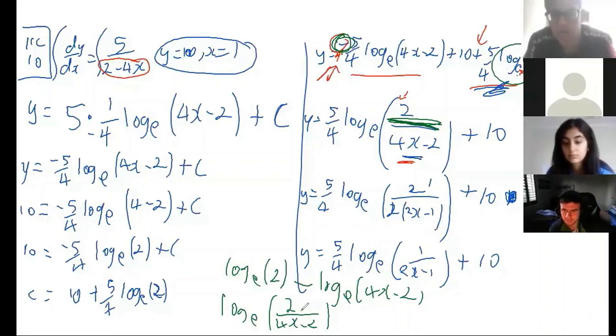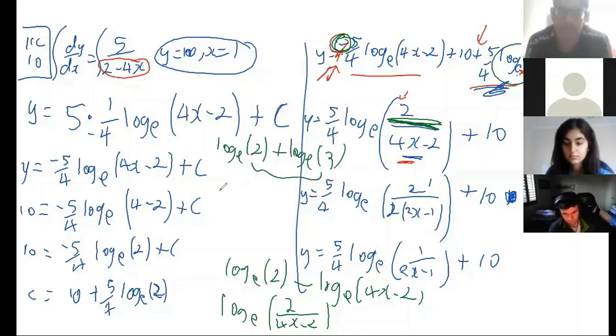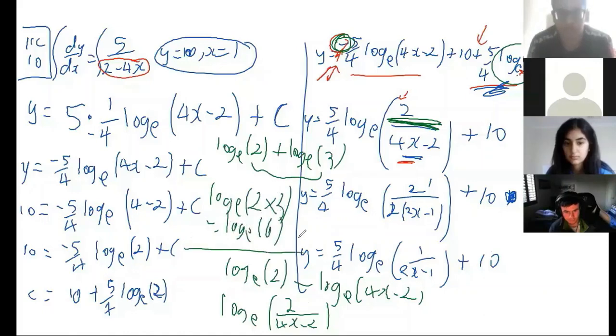If this was a plus, log e of 2 plus log e of 3, we times them together. We get log e of 2 times 3, which is log e of 6. Remember that? If they're plus, we times them together. If they're minus, we divide. It's one of the rules that we've done a while ago, and we're going to have to keep remembering that.